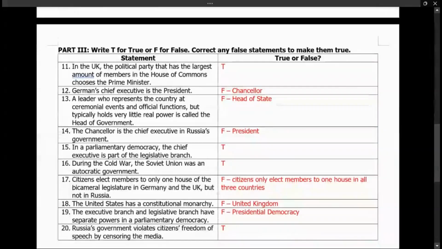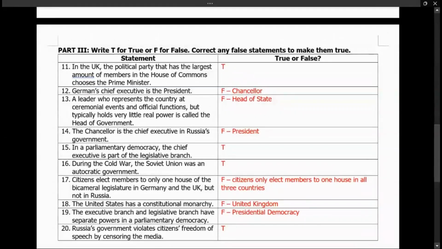Next is true or false. Let's talk about this. Number 11 says, in the United Kingdom, the political party that has the largest number of members in the House of Commons chooses the prime minister. That is true. As we talked about, the United Kingdom has a parliamentary democracy, meaning citizens vote for the members of parliament, which in the United Kingdom is called the House of Commons, and then they will choose the prime minister.